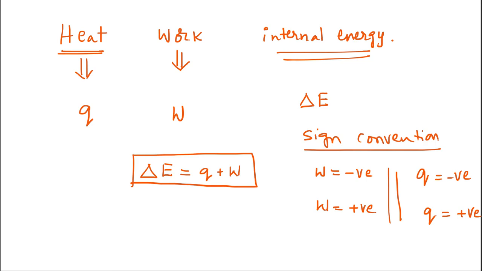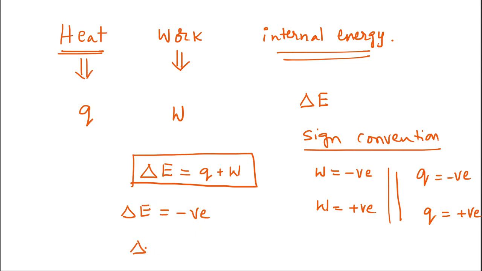Okay, now the final one, delta E. Forget about heat and work for some time. The system is using its internal energy and doing the work or transferring the heat. So it is a loss from the system's perspective, and that loss has gone maybe in the form of heat or work or both. So in that situation, what will happen? Delta E will be negative.